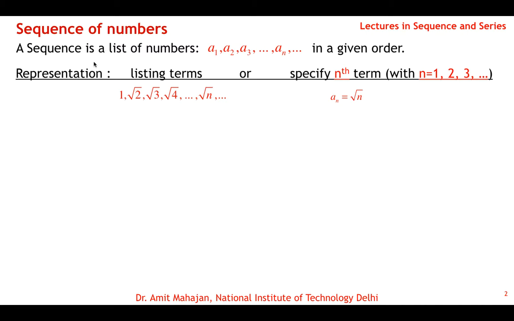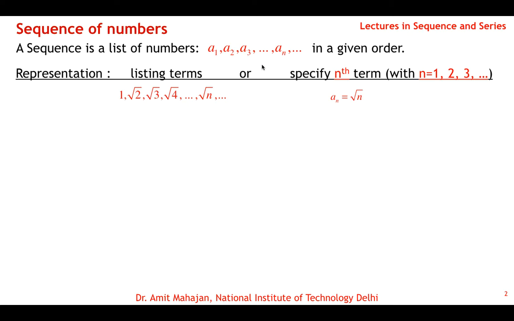So a sequence is a collection of objects. It's like a list of numbers a1, a2, a3, and so on, an, and so on. In this sequence the repetitions are allowed, and the elements may be the same. But the order really matters. So it has a particular order.